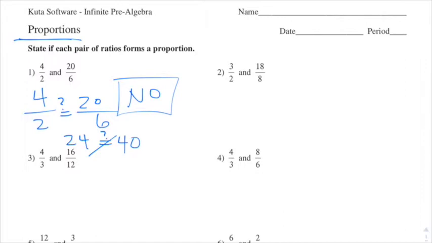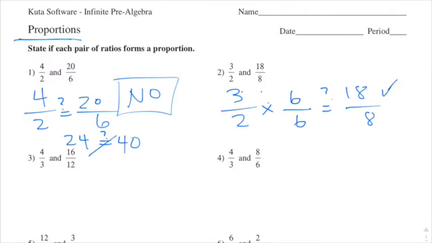Look at number 2. 3 over 2 and 18 over 8. Let's do a different method. Let's put 3 over 2, multiply it by something, and check to see if it equals 18 over 8. So looking at 3 times something to equal 18. 3 times what equals 18? Well, 6. So let's put 6 on top, and we have to put 6 on the bottom. 3 times 6 gives us 18, so that checks out. 2 times 6 equals 12, not 8, so that doesn't work. So again, this one, no, this is not proportional.